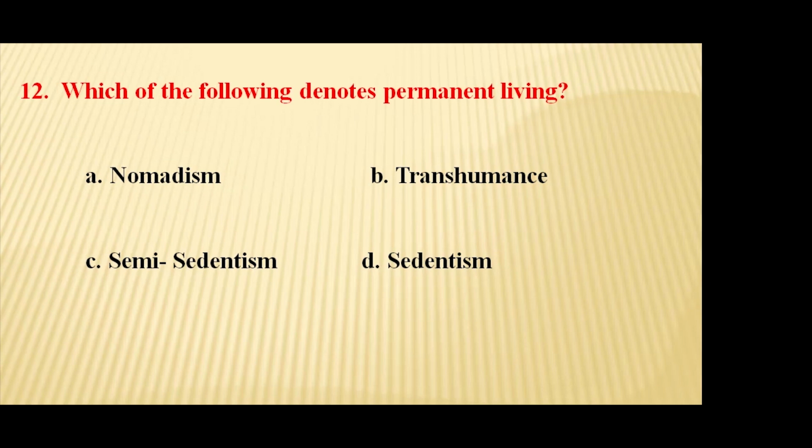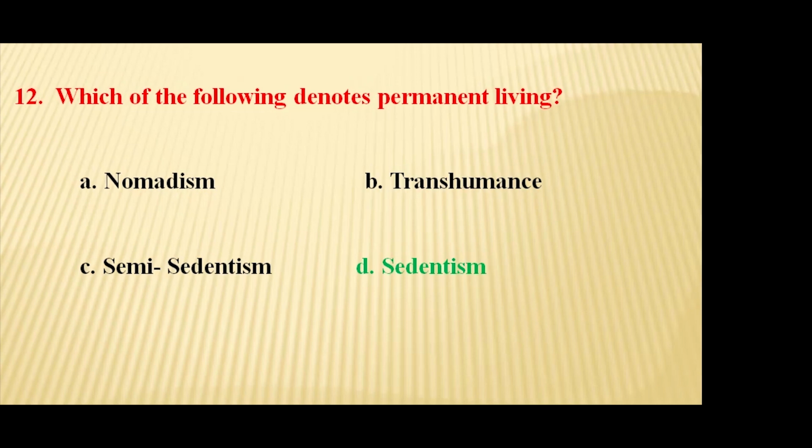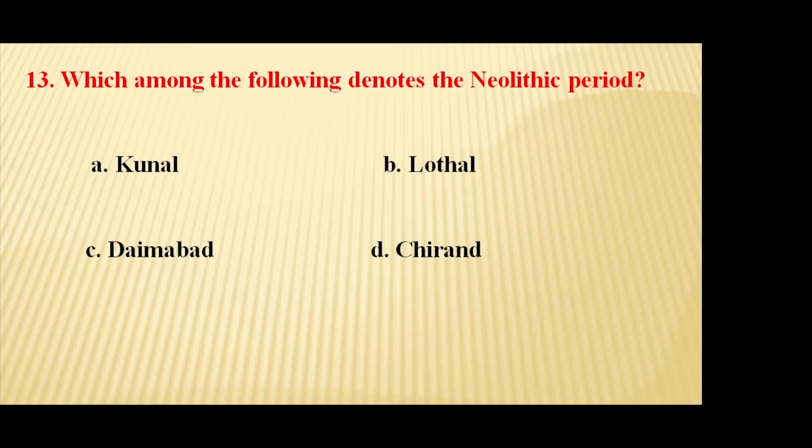Question number 12. Which of the following denotes permanent living? Option A. Nomadism. Option B. Transhumans. Option C. Semi-sedentism. Option D. Sedentism. And the correct answer is option D. Sedentism.